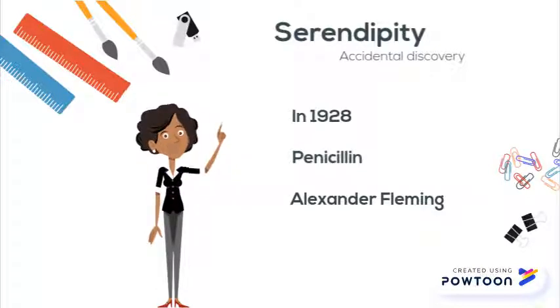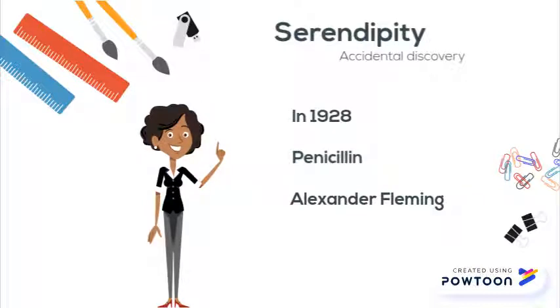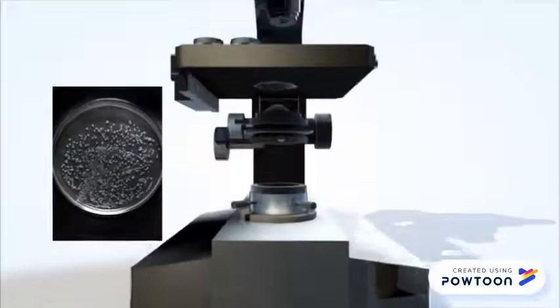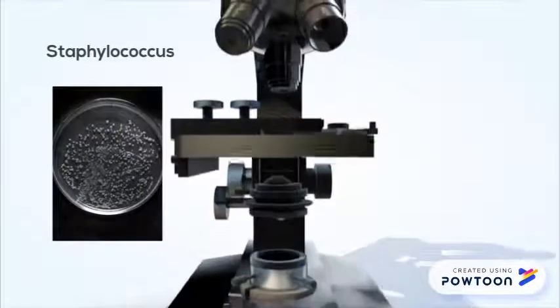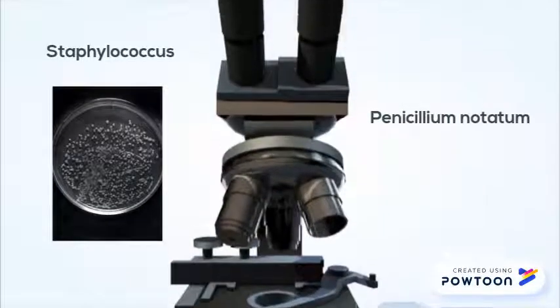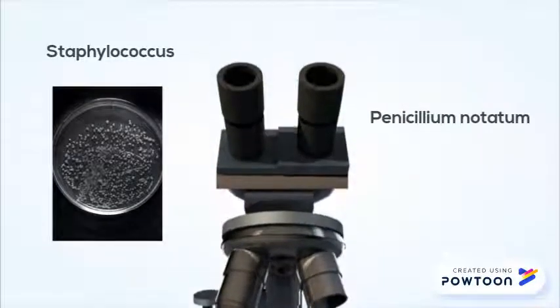It was just a normal day for Alexander. After getting back from his 2-week vacation, unknowingly, he discovered something that could save a lot of people. In the forgotten culture plate with contaminated Staphylococcus, he found a green mold called Penicillium notatum. He found that this mold was killing some of the bacteria.